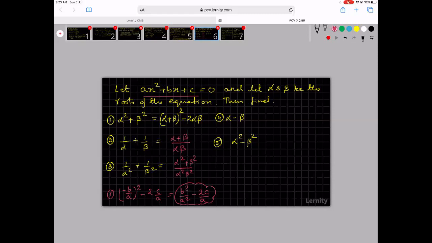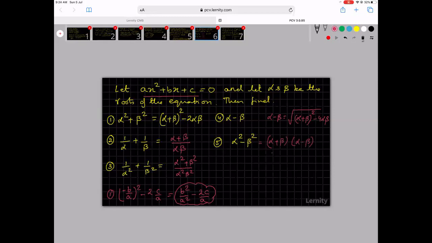Yes, each one of you, please try to work out all 5 of them. I've given you adequate hints. So here alpha minus beta is equal to root over of alpha plus beta the whole squared minus 4 times alpha beta. So now you can find out alpha plus beta the whole squared and then get it. Alpha squared minus beta squared is equal to alpha plus beta into alpha minus beta.